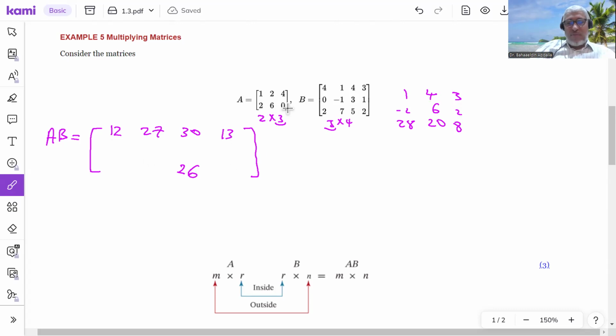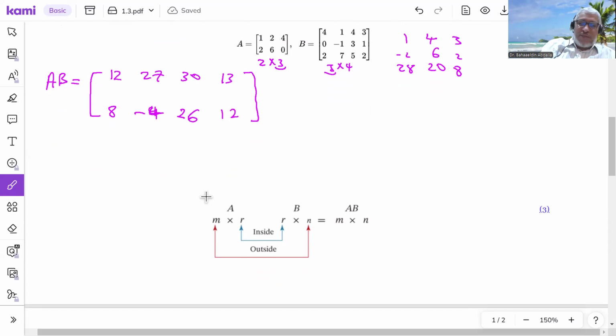The second row, multiply the second row of A by all the columns of B. So 2, 6, 0 times 4, 0, 2. I have 8 plus zeros. 2 times 1 is 2, negative 6, that's negative 4. And we evaluated this one. So the last number would be 2 times 3, 6, plus 6, that's 12, because the last number is 0. So this is the multiplication, the product of the two matrices.